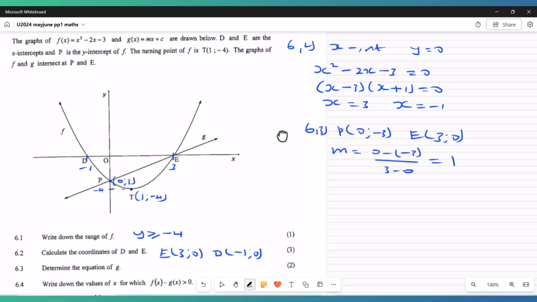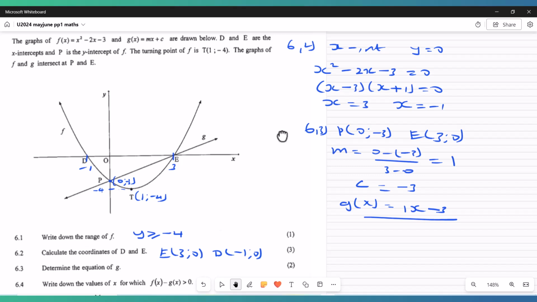Okay, and then passing this intercept here, so for my equation, my c is what? My c is -3 here. This -3, okay? My c is -3, and so what is my g of x? g of x equals mx, but my m is 1, so it's going to be 1x, then -3. That's my answer there for 6.3.